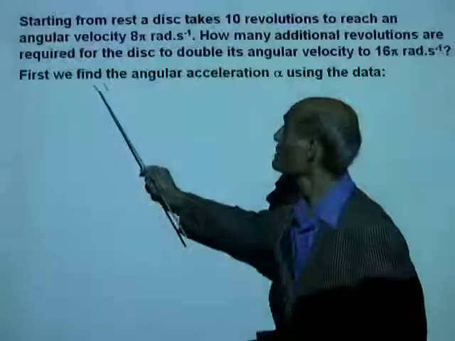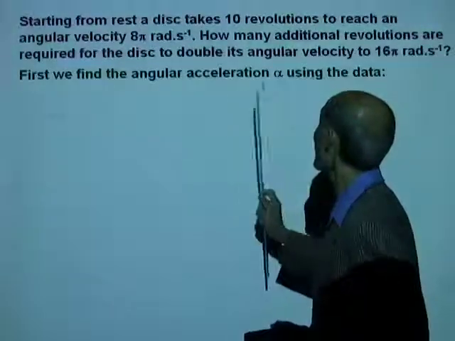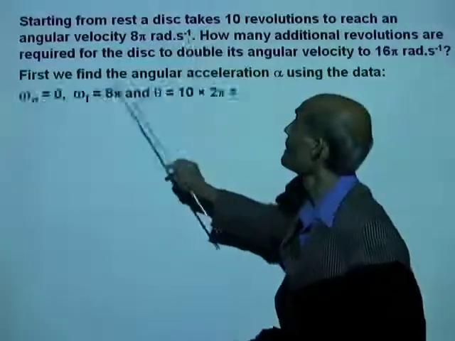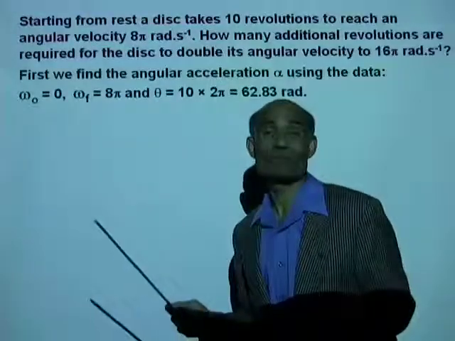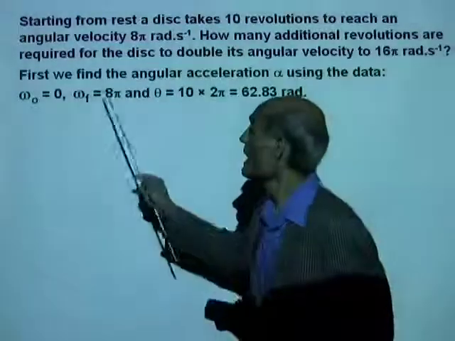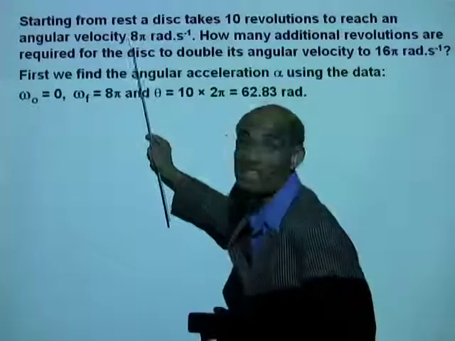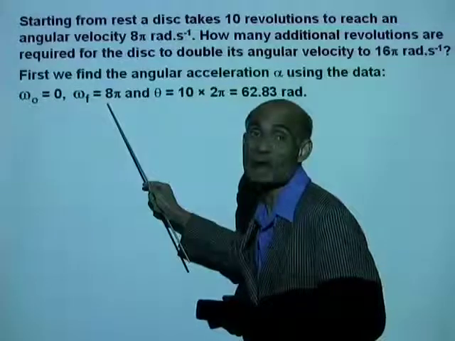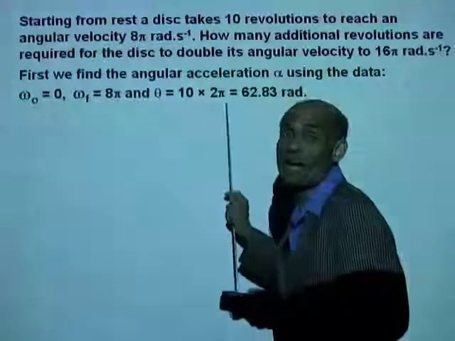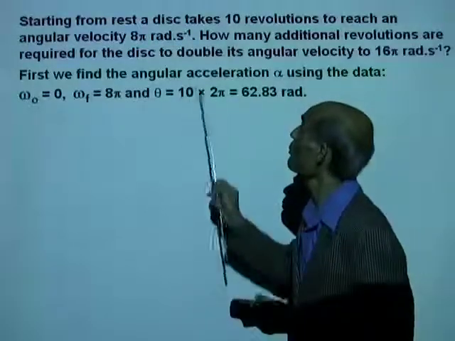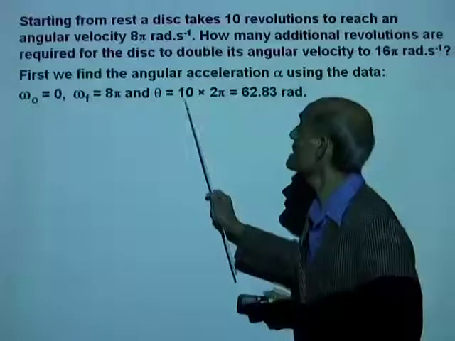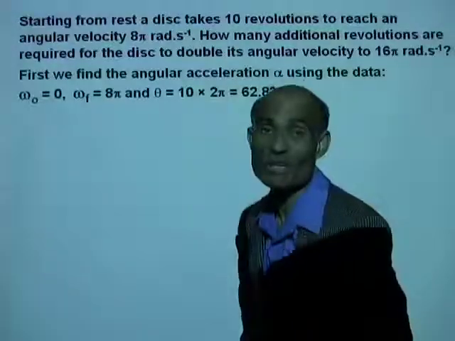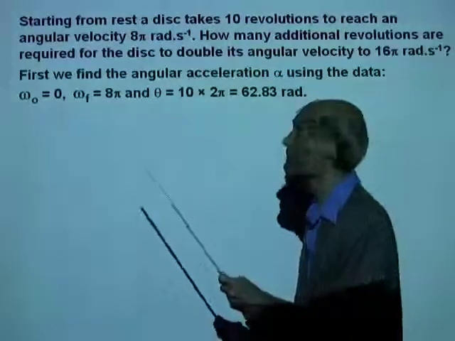Alright, what do we do? First we find the angular acceleration alpha using the first situation. Now what are the data there? We have omega 0 equal to 0. The disk starts from rest and it acquires an angular velocity of 8 pi radians, omega f equal to 8 pi. In describing an angle, how much angle? 10 revolutions is 10 times 2 pi radians. That is 62.83 radians.